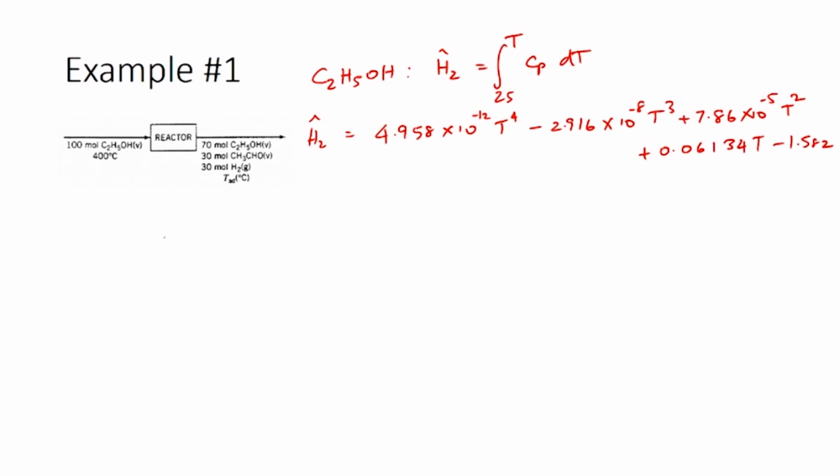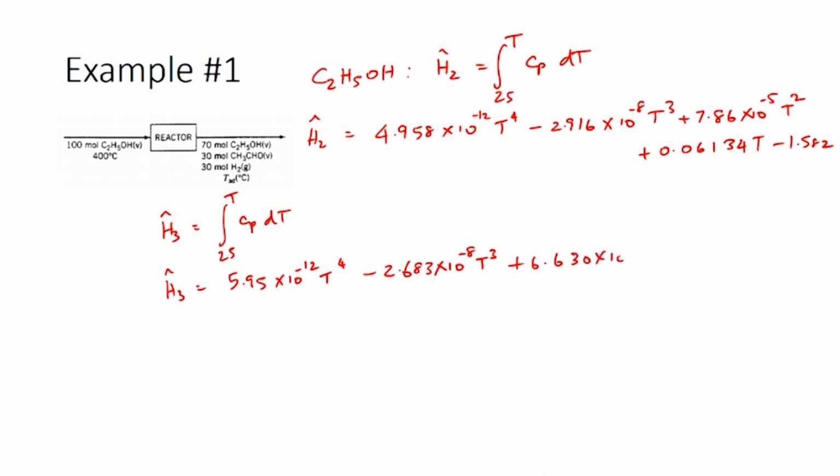So, if we were to calculate the value for H3 cap, which is basically heating of acetaldehyde vapor from 25 degree Celsius to T degree Celsius, you have this as integral from 25 to T of Cp of acetaldehyde dT, and using this you get H3 cap is equal to 5.95 times 10 power minus 12 T power 4 minus 2.683 times 10 power minus 8 T cube plus 6.630 times 10 power minus 5 T squared plus 0.05048 T minus 1.303.